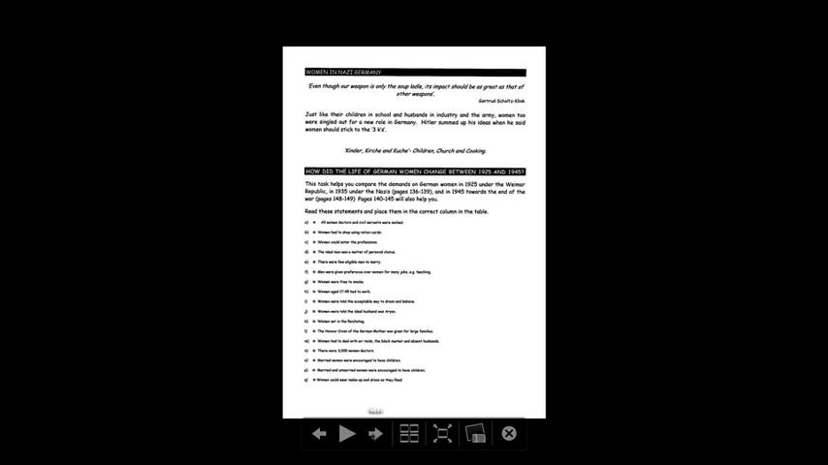Gertrude Scholtz-Klink, who was the head of Hitler's women's organisation. Just like their children in school and husbands in industry and the army, women too were singled out for a new role in Germany. Hitler summed up his ideas when he said that women should stick to the 3 Ks. Kinder, Kirche, Küche. Children, church and cooking.